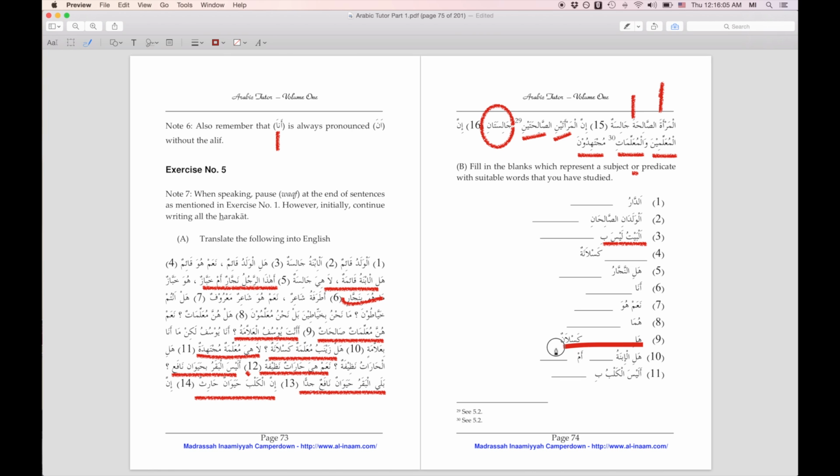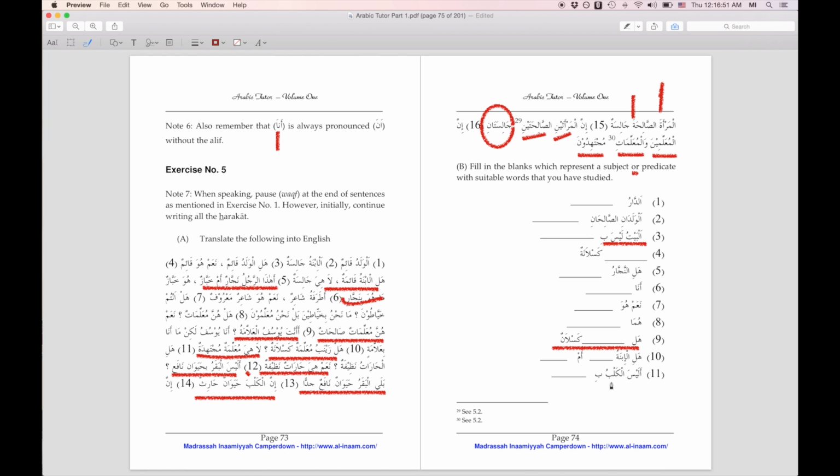Number 9, halil rajulu kaslanun, is the man lazy. Halil najjaru kaslanun, is the carpenter lazy, and so on. Number 10, halil ibnatu jalisatun am qa'imatun, is the daughter sitting or standing. Because it came in a question, it means or.